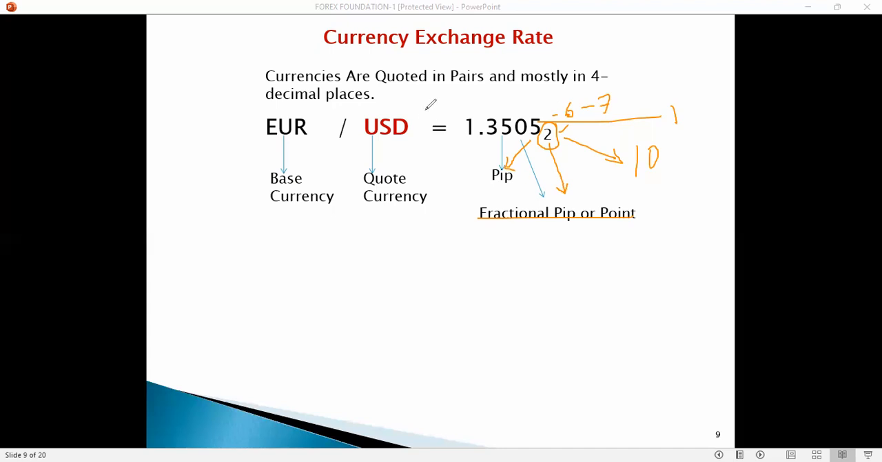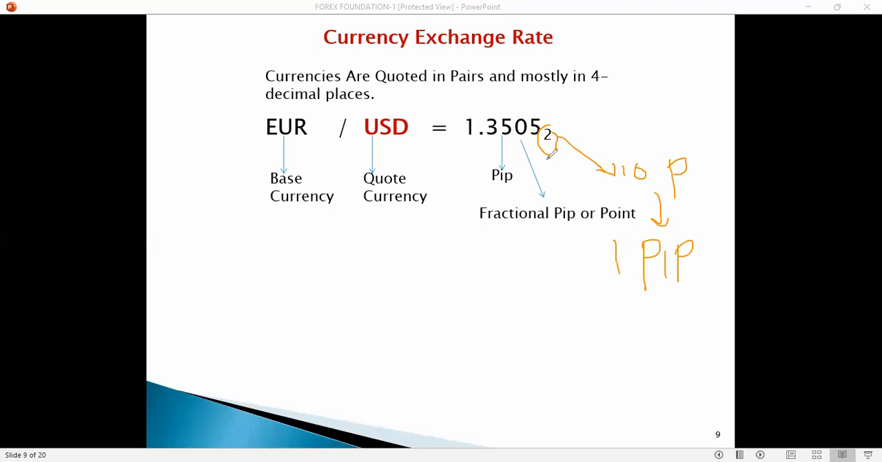I'll take all of this again in just 1 minute. This one right here, 10 points makes 1 pip. All right. 10 points right there. This is the point. You can call it point or fractional pip.